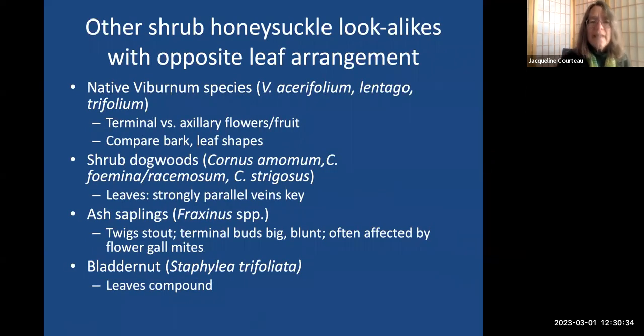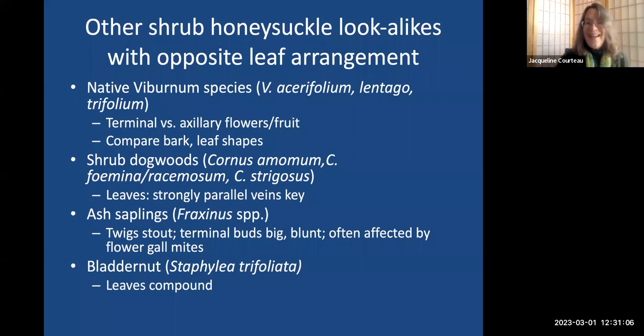I'm just going to quickly pose some other lookalikes that have opposite leaf arrangement. Again, these are things that I've seen people confuse with the shrub honeysuckles, but I just didn't have time and space to list every single one, so I'll just run over these. We have a number of native viburnum species, including maple leaf viburnum, Viburnum acerifolium, nannyberry, Viburnum lentago, and American highbush cranberry, which is Viburnum trilobum.